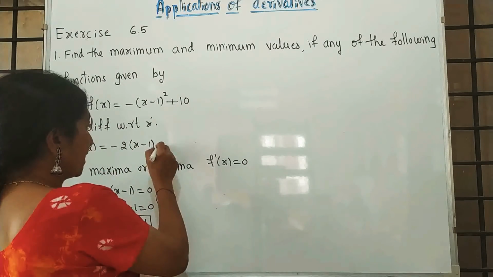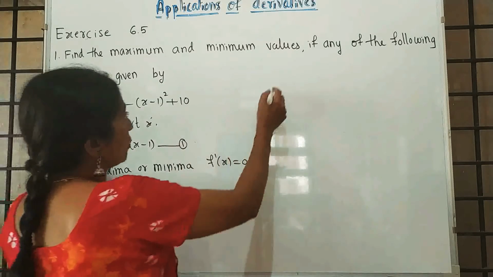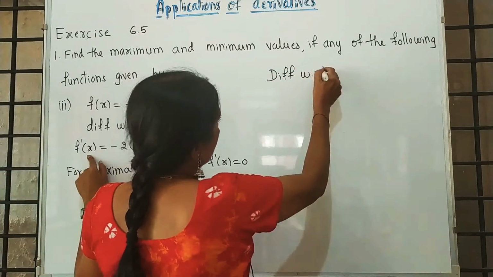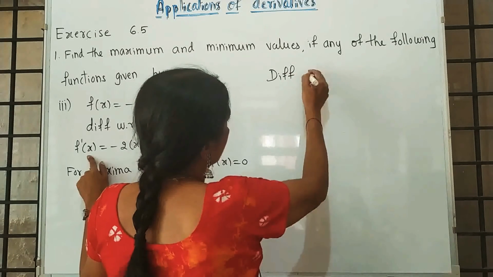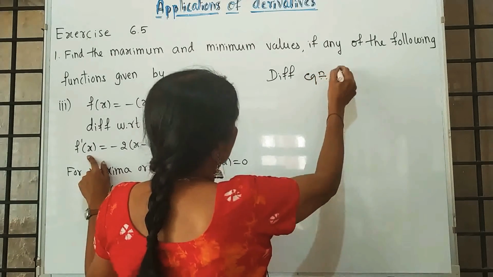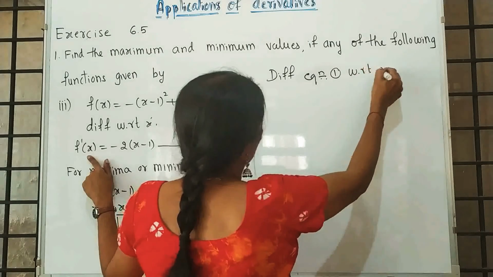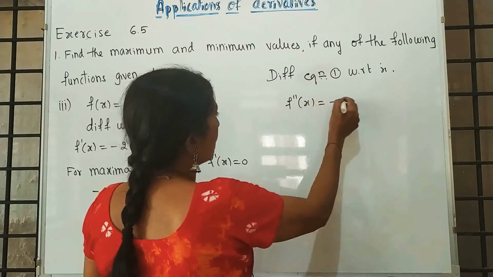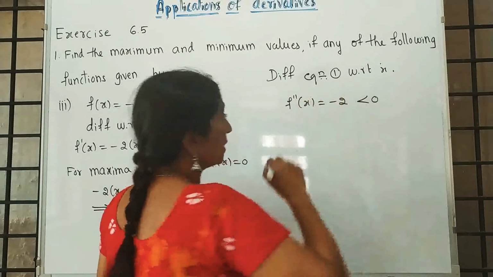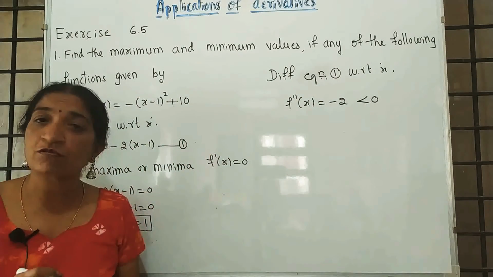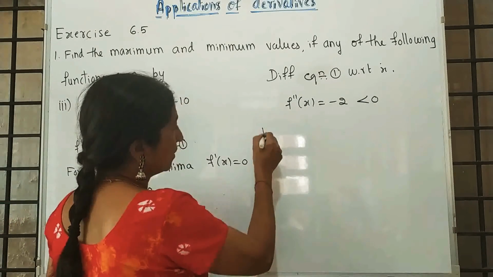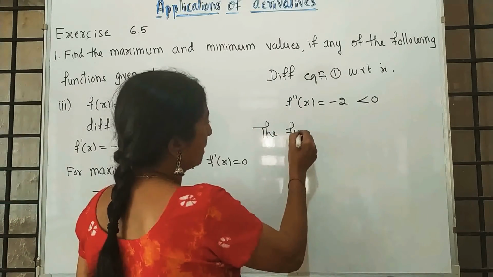Now after finding the x value, differentiate equation 1 with respect to x. F double dash of x is minus 2, so it is less than 0. See the interesting thing, here also we did not do any substitution. Directly we got a negative answer. The function is maximum.